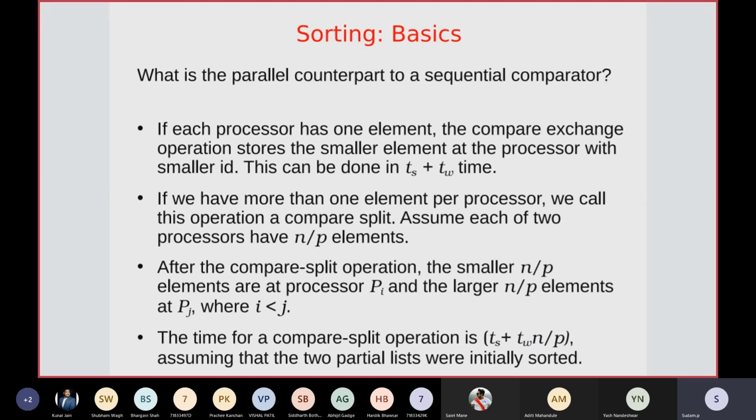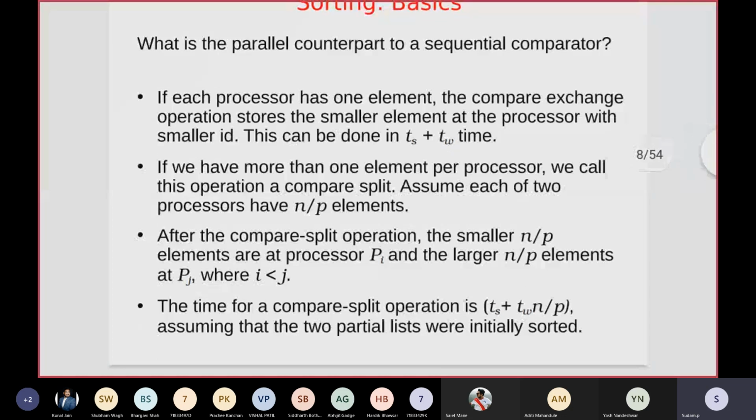I may be 0, j may be 1, indicating the processor ID. The time for a compare split operation is Ts plus Tw times n divided by p. The Ts will be the same, but Tw will change because there are n by p elements. In the previous example, with one element per processing element, that is Tw into 1, so its value is Tw itself, and the total time required is Ts plus Tw.